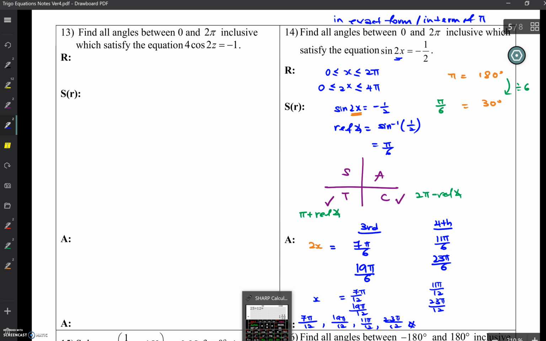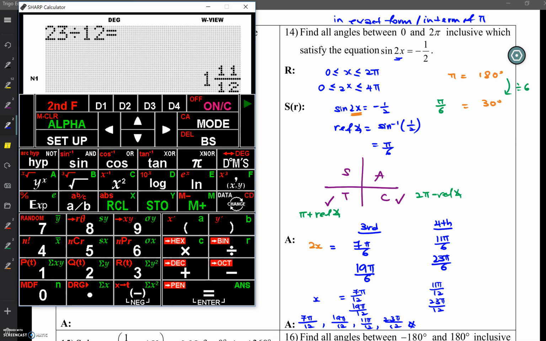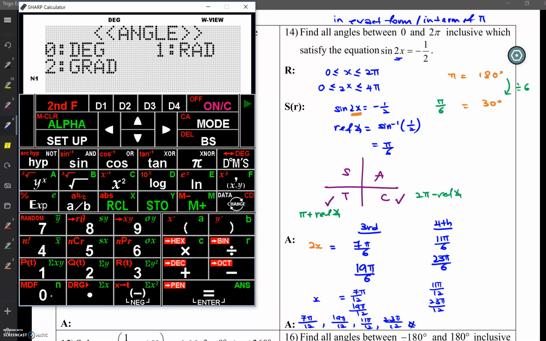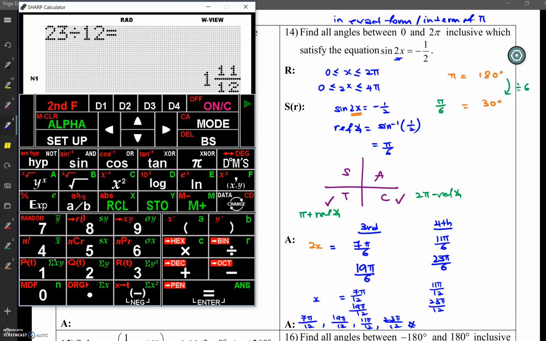Okay, just one more point to take note of. If let's say you do not see the word in exact form or in terms of pi, right, you can also leave your answer in terms of radian mode. Meaning to say, I can actually just keep my range like this, the same way that I usually do a solving question. Keep it as a radian mode.